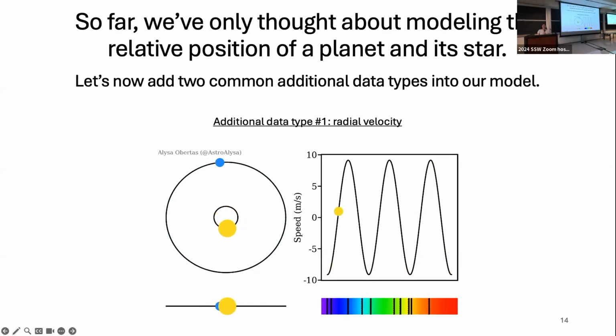So let's now add in radial velocity points. This is a really nice little GIF showing you how the radial velocity method works. You have a planet and a star orbiting their common center of mass, and that causes the star's speed to appear to change over time, something that you can measure from the Doppler shift of the star's lines.